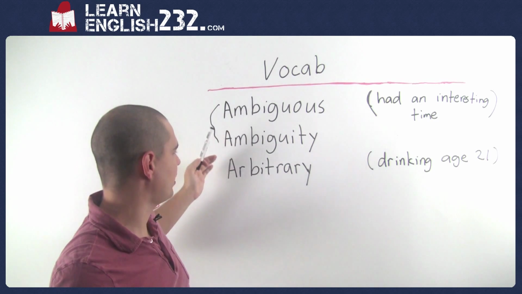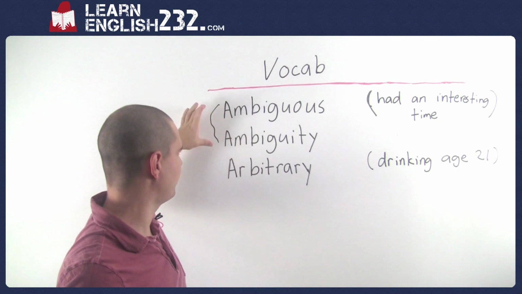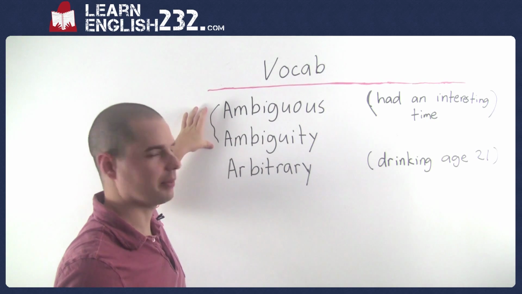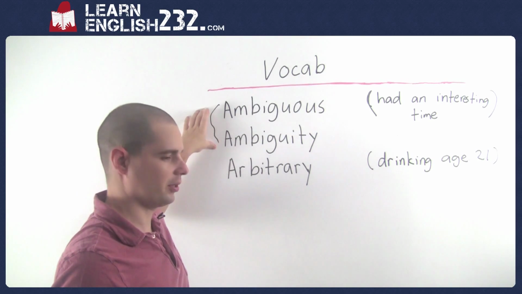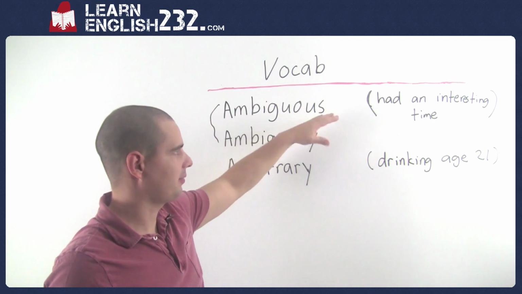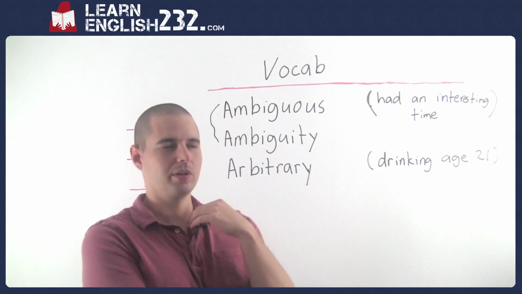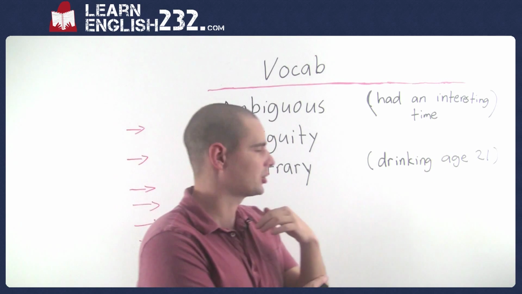Ambiguous, ambiguity, and arbitrary. So really there's two words that we're talking about here. These ones are connected. They come from the same root word. They're just used in a different part of speech, so they have the same meaning. It's really the same word, but it's just used differently. So I'll show you what I mean.